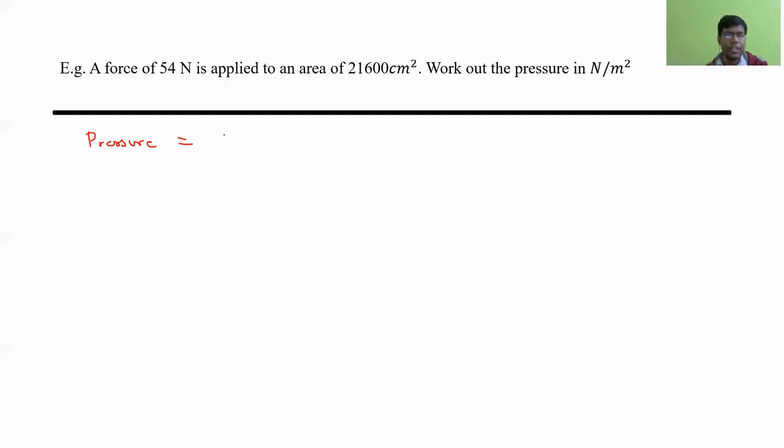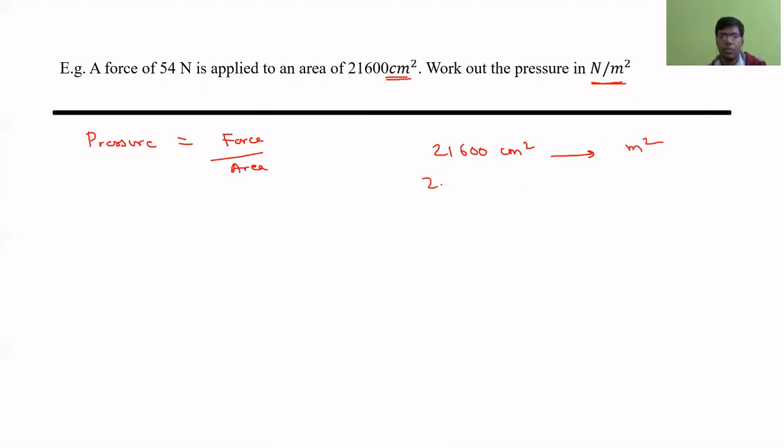So let's first write down: pressure is equal to force by area. Here I can't directly multiply. I can, but I'll get the pressure in terms of Newton per centimeter square, because here area is given in centimeter square. But what I need is meter square. So first of all, let me write 21600 centimeter square, and convert it into meter square.